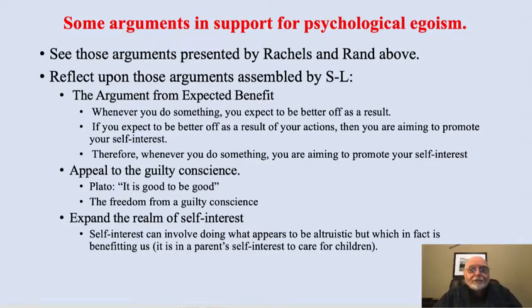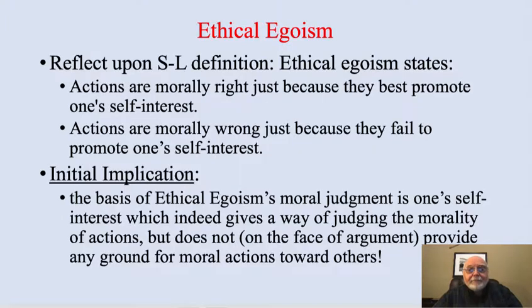I'll leave you to look at those three arguments. I think Rachels's and Rand's are the most important ones, frankly. Now we turn our attention to ethical egoism. Now remember, we've shifted. In psychological egoism, we're looking at a description of the act. The person's doing this motivated by self-interest. When it comes to ethical egoism, we're trying to work out when is an action morally right and when is it morally wrong. It's morally right when it's promoting your own self-interest. And it's morally wrong when you're not promoting it. And hence, if you're engaging in an act of altruism, you're doing something that's morally wrong.